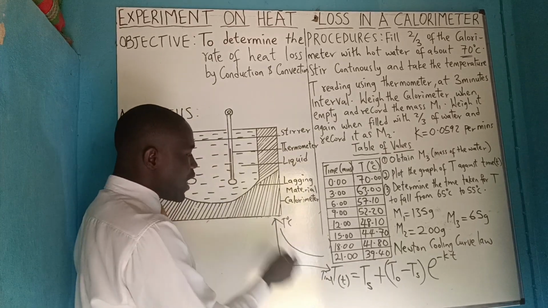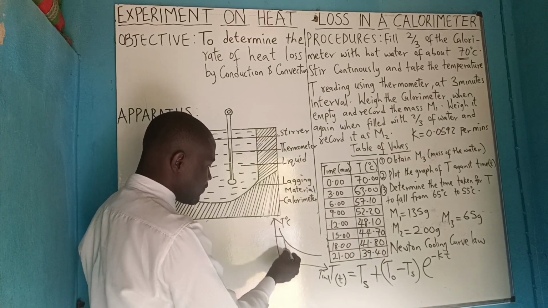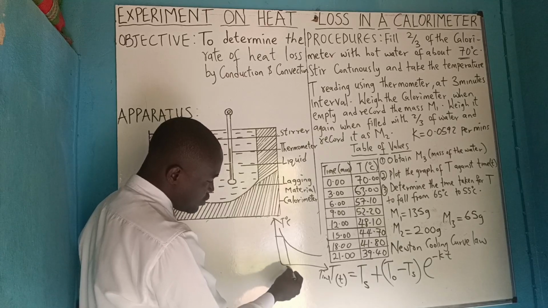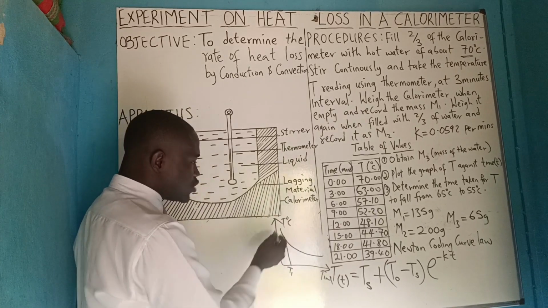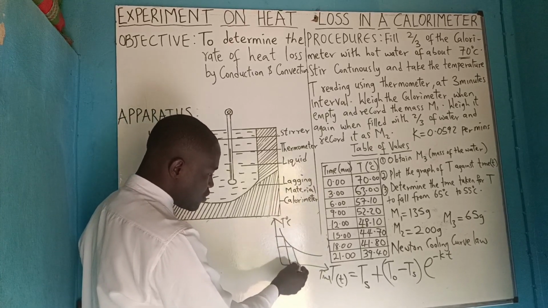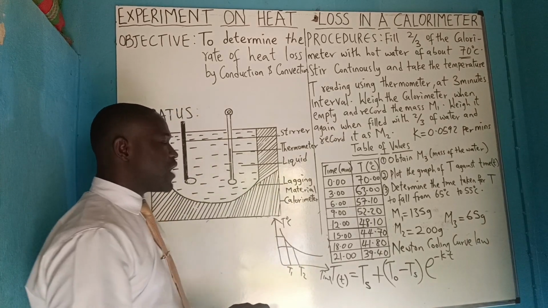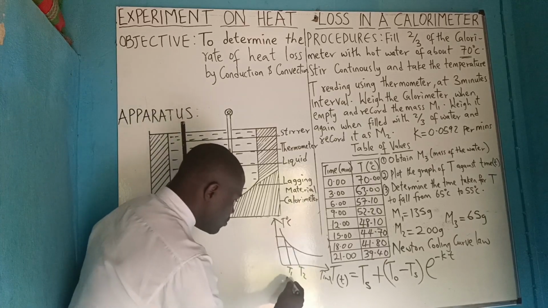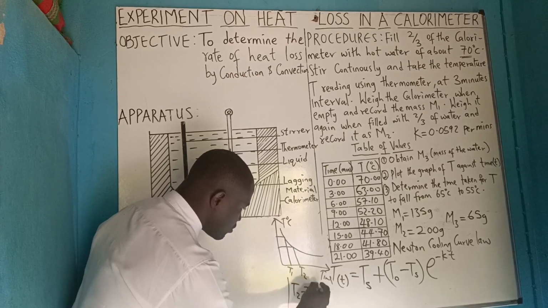Go to the temperature axis, locate 65 and trace it to the curve. Trace it down. You say that is your T1, the time for 65. Also go to the graph, locate 55. You call it T2. That is for the one of 55. Now, note the difference between the times. Modulus of T2 minus T1.